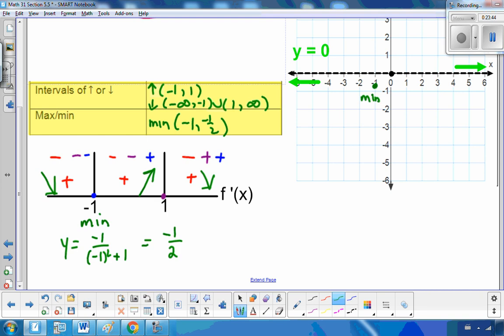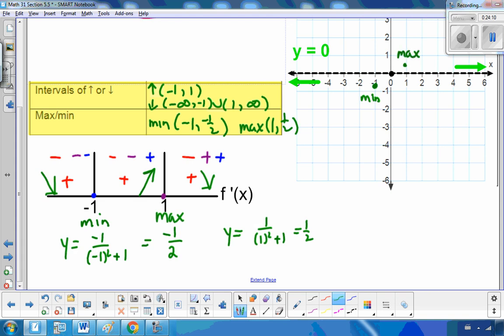And then if I increase to the left and decrease to the right, I have a maximum. And that maximum value occurs at 1. So 1 over 1 squared plus 1, and that equals a half. So I have a maximum at 1 and a half. So putting that into my graph, 1 and a half right there, I have a maximum.